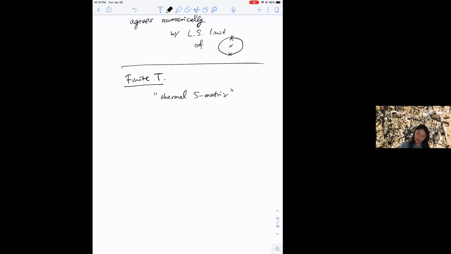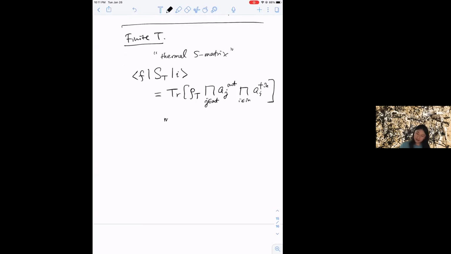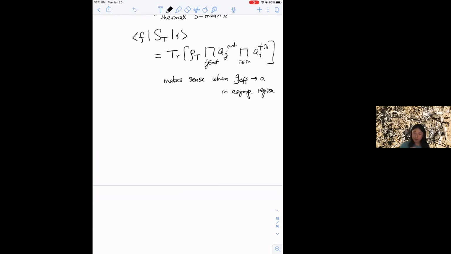In fact, I think it can indeed be defined. I'll call this S at some temperature T. And this can formally be viewed as a trace of some thermal density matrix times some out annihilation operators for the out particles and some in creation operators for the in particles. As I said, this is supposed to make sense when the effective coupling dies off sufficiently fast in the asymptotic region, which is the case here. Now, can you compute such things?